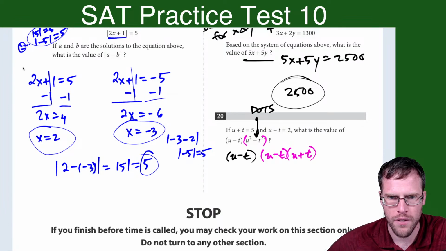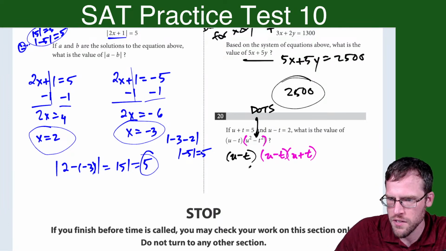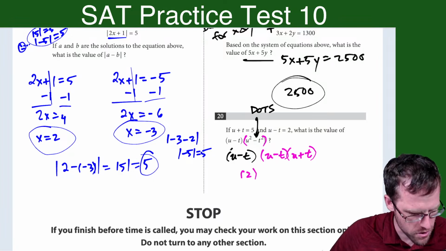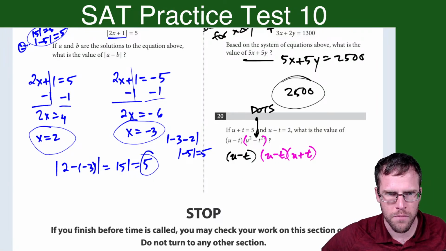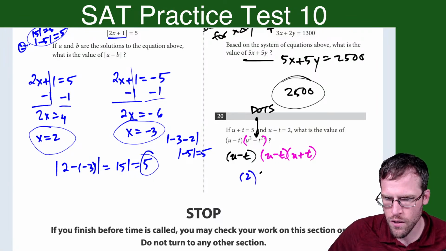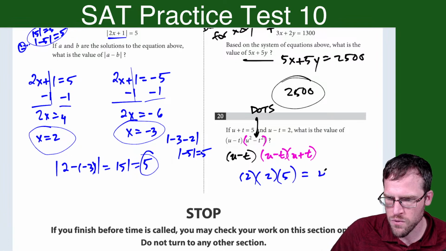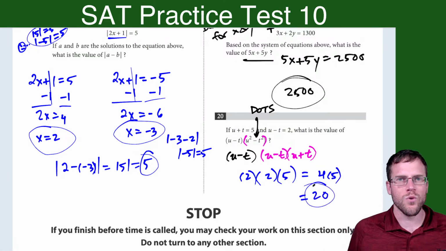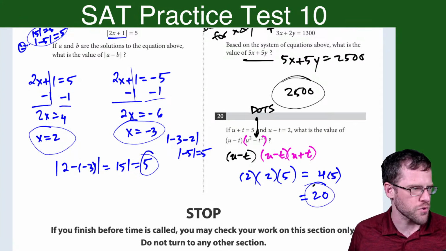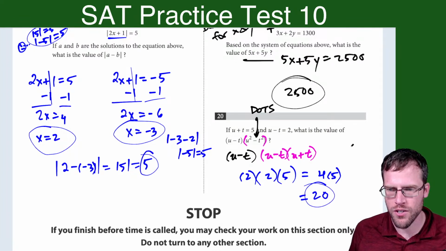And now just plug in. They told us u minus t is equal to 2. So that first part is 2, times u minus t, which is still 2, and then u plus t is equal to 5. Then 2 times 2 is 4, times 5 is equal to 20. And that is our solution to the last question. So, yep, that wraps up this section.